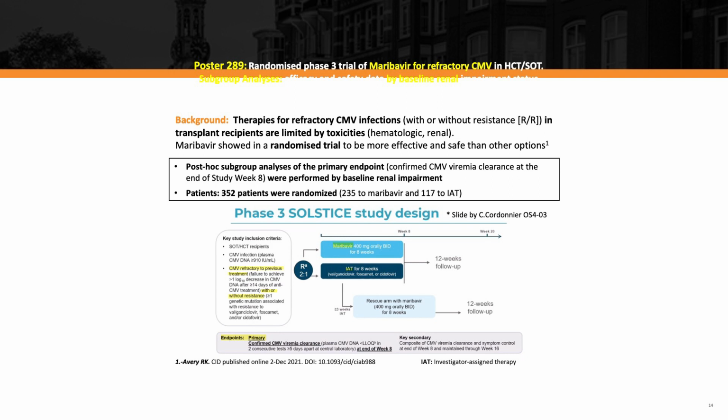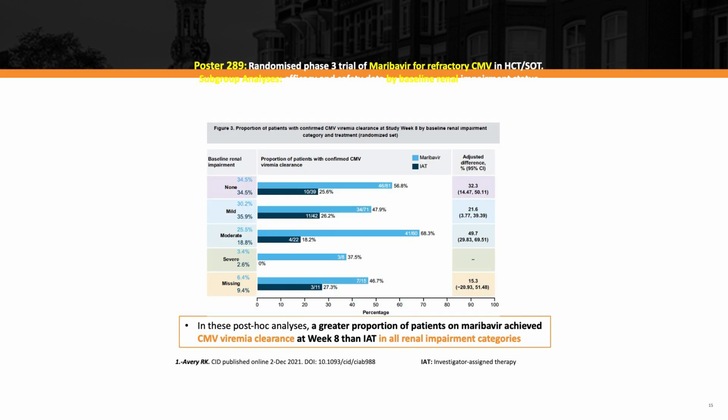This is a randomized study, 2-to-1. When the patient has a refractory CMV infection, they can be randomized to maribavir or the investigator-assigned therapy, and the endpoint is viremia clearance at 8 weeks. Here you have the results.